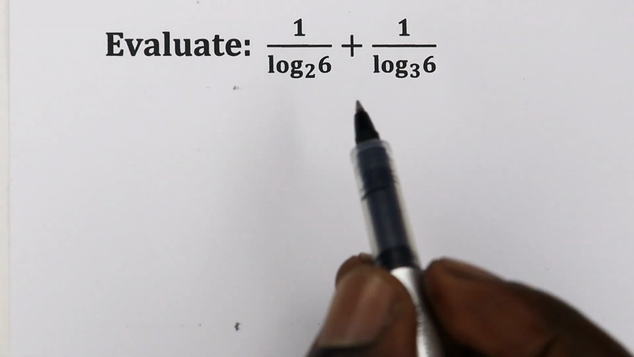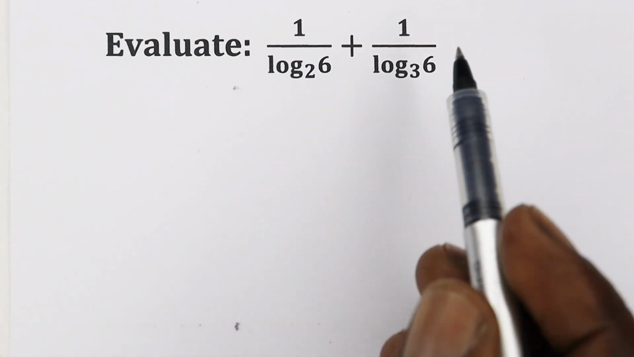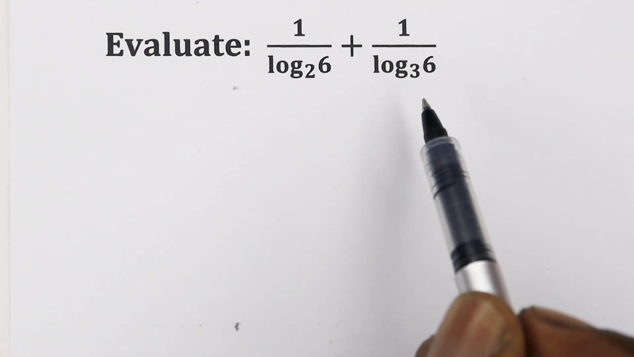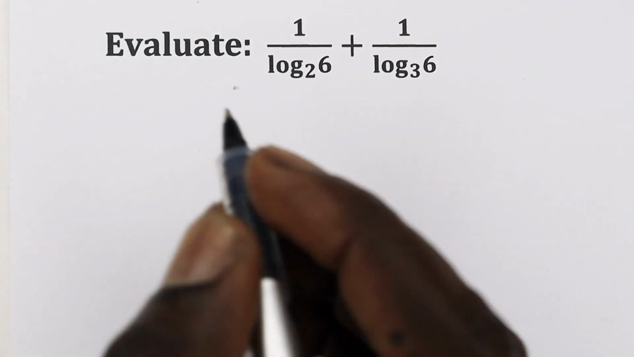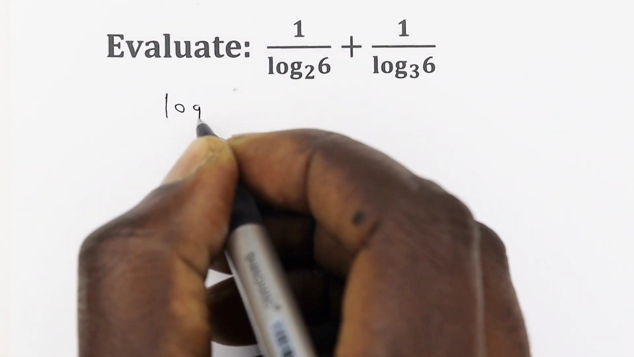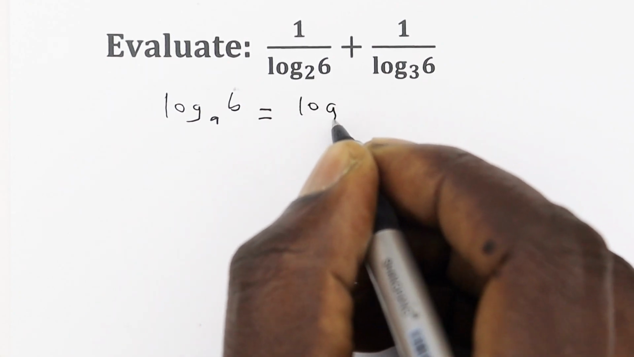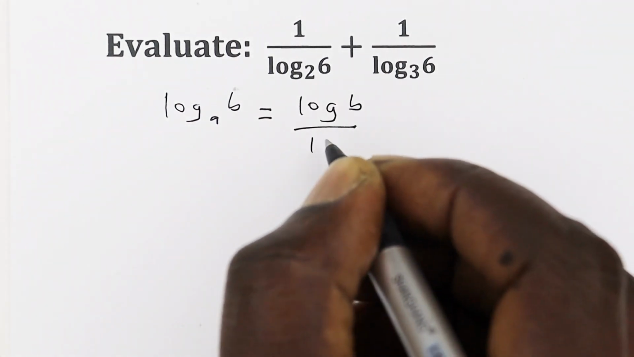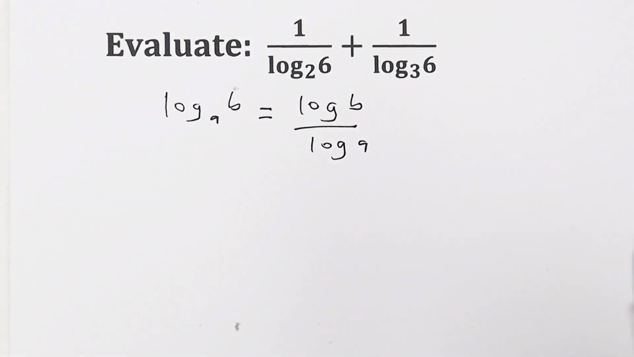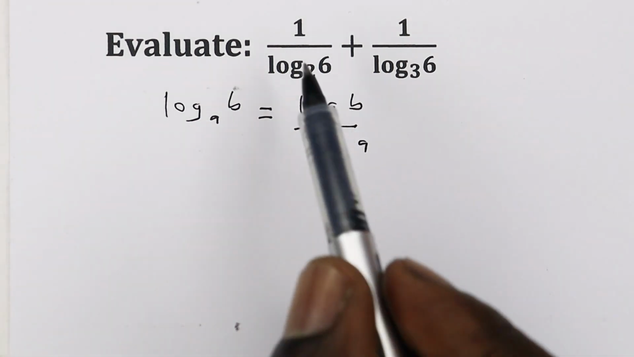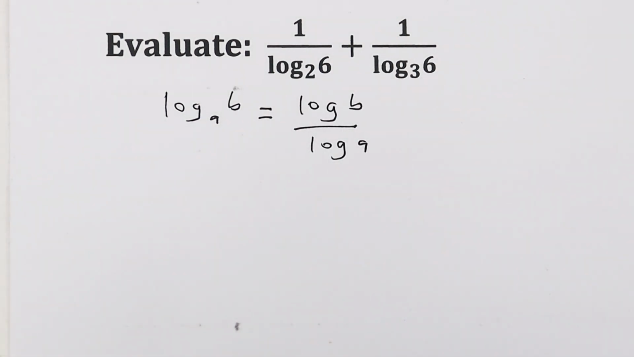So we have: evaluate 1 over log to base 2 of 6 plus 1 over log to base 3 of 6. So remember, if you have log to base a of b, you can write that as the log of b over the log of a. So let us apply this law to each of these expressions.